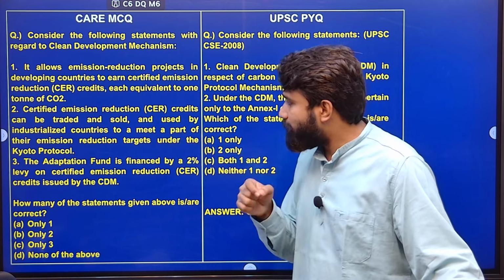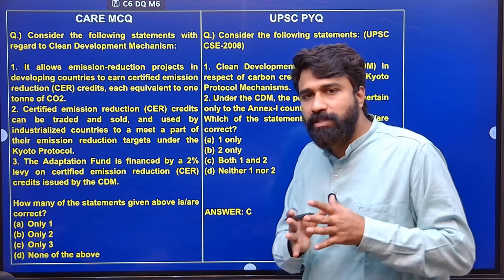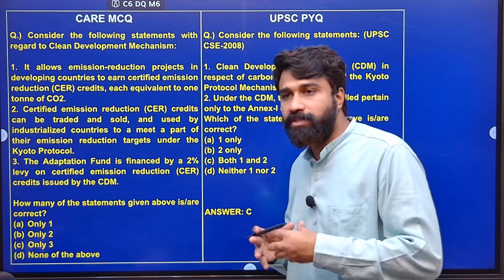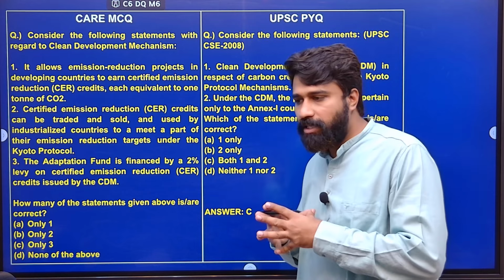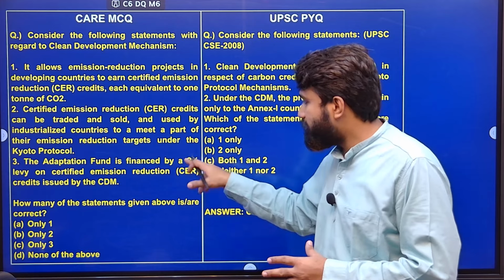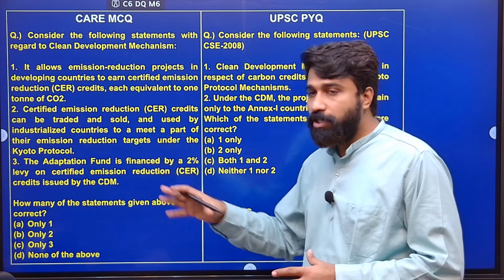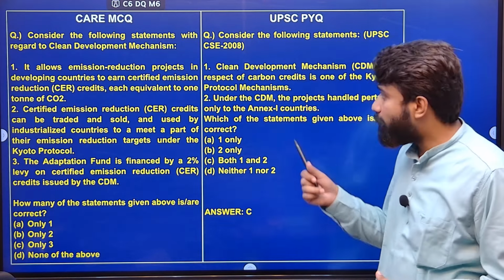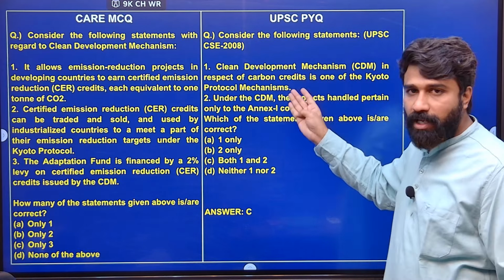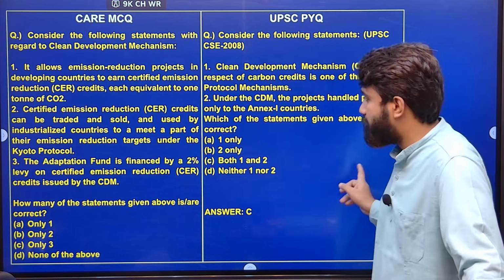They use them to meet part of their emission reduction targets under the Kyoto Protocol. The Kyoto Protocol puts certain restrictions on them to reduce their emissions. Therefore, they have to purchase these certified emission reductions or develop projects which can actually address the climate menace in terms of climate resilience. Next, the Adaptation Fund is also financed by a levy on the certified emission reductions issued by the Clean Development Mechanism. This is what the article talks about, and CSC 2008 has also asked statements regarding the Clean Development Mechanism in this question.